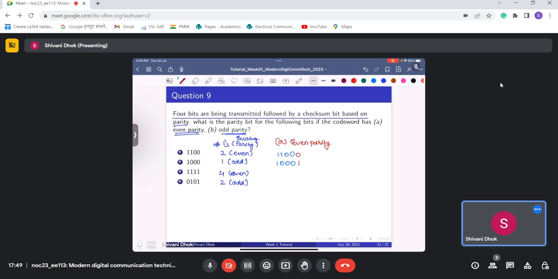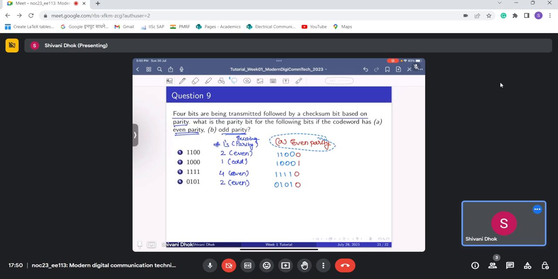Now for the third example, it is 1111. It has four ones, which means its parity is already even, so we don't need to add an additional 1. Again the parity bit will be 0. Similarly, the last one is 0101. It is again even parity, so again the bit that we should add is 0.